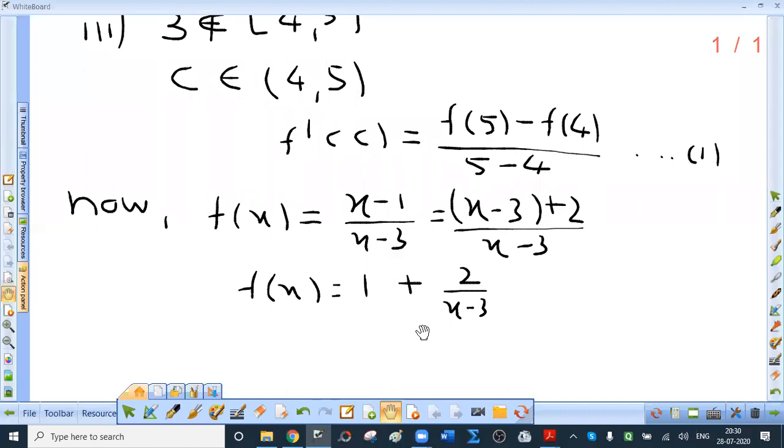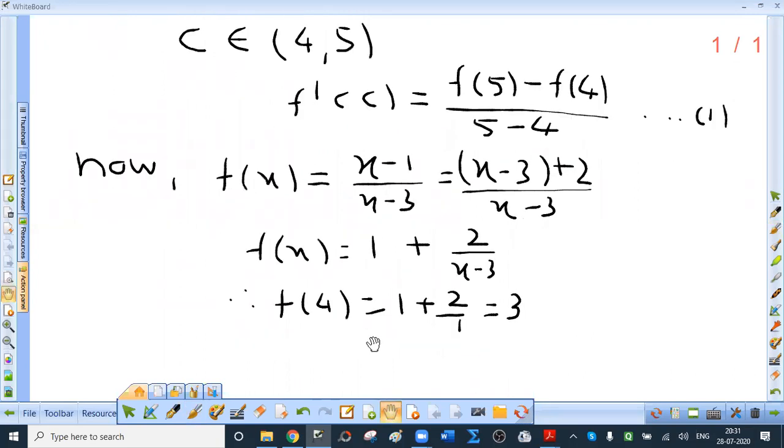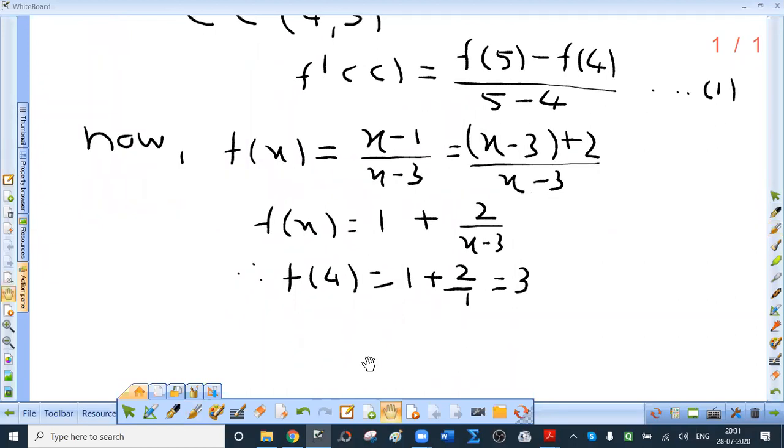Okay, so what is f of 4? Tell me what is f of 4? It is 1 plus 2 upon 1. 2 upon 1, that is nothing but 3. What is f of 5? F of 5 is 1 plus 2 upon 5 minus 3, that is 2. So it is 1 plus 1, that is 2.